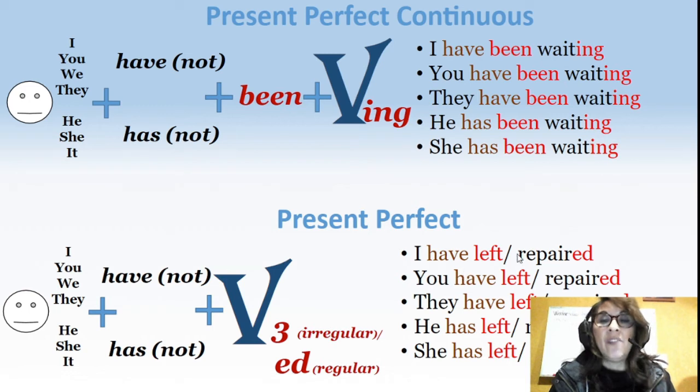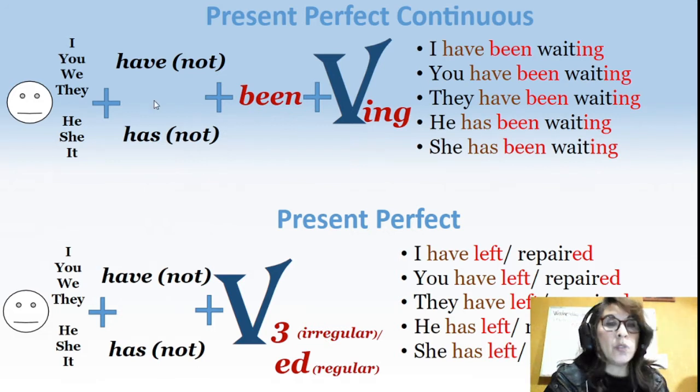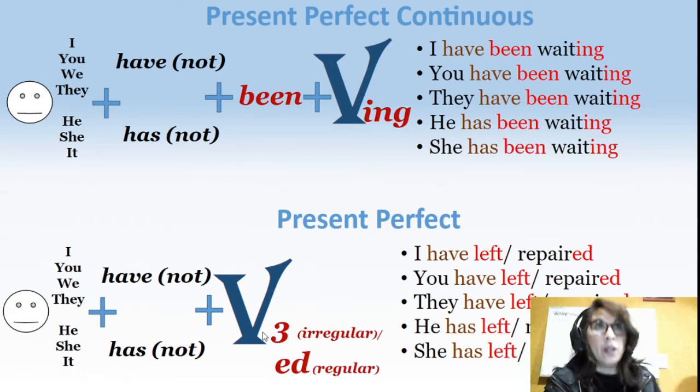And here we have different examples. I have left, I have repaired, irregular and regular. You have left, you have repaired. They have left, they have repaired. He has left, he has repaired. She has left, she has repaired. So don't forget that the structure in continuous form is auxiliary plus been plus ing. And in present perfect simple is auxiliary plus verb in past participle.